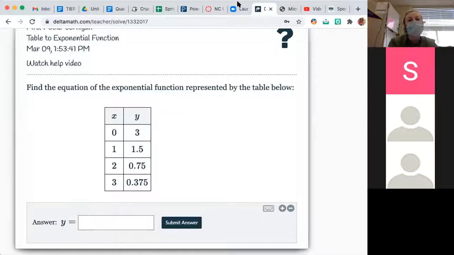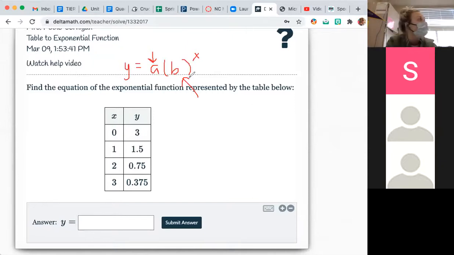Function represented by the table. What is our formula for the equation of an exponential function? A times B raised to the X. So let's review again from last week. What does the A stand for? What goes there? The initial. What goes where the B is? Whatever you're multiplying by. That's why it's in parentheses. Whatever number you're multiplying by goes there.